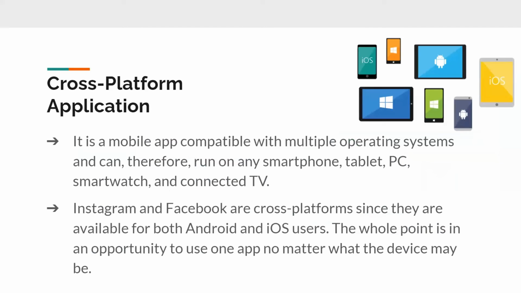Next up, we have cross-platform applications, which refers to an app or device that can be compatible with multiple operating systems, so it can then be used on different smartphones, tablets, computers, watches, or even TVs. A good example of this is social media apps like Instagram and Facebook, since you can see that they're available for both Android and iOS users. The point of this is to have the opportunity to use one app no matter what operating system a device may be, and so they can profit more.